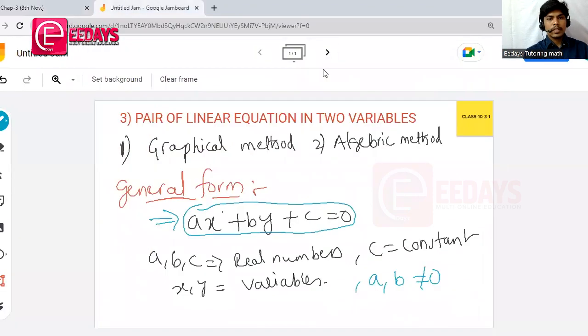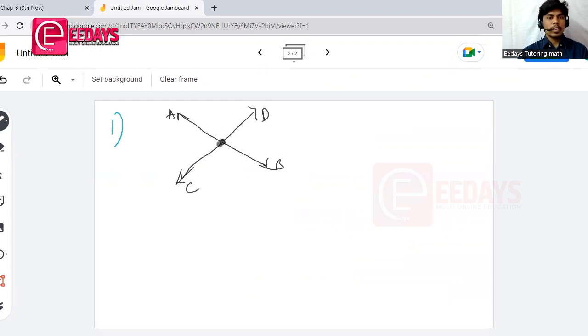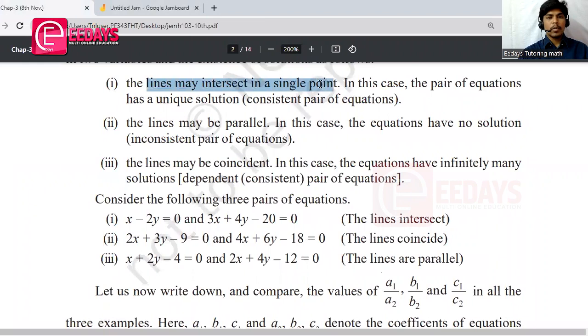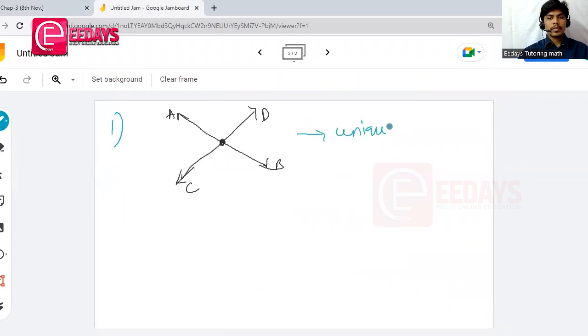Let's draw this and understand in brief. There are three types of lines. First type: if you draw two lines like this, this is AB and this is CD, and they are meeting at point O here. So they are meeting at one point. We say the lines intersect at a single point. In this case, the pair of linear equations has a unique solution, and the condition here is a consistent pair of equations.